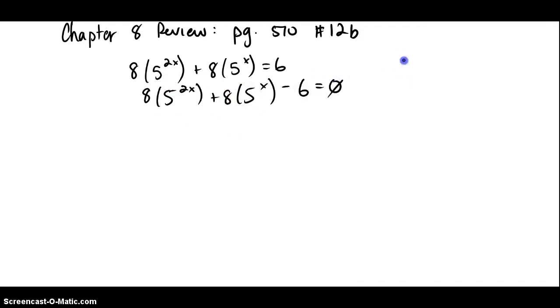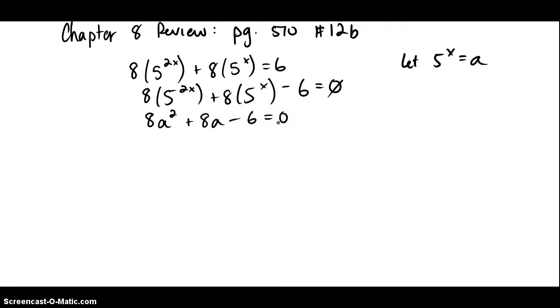If I let 5 to the x equal to, say, a, then I get 8 times a squared, because if I substitute 5 to the x in here, since it's 2x, I'm going to get 5 to the x to the power of 2, I'm going to get 5 to the 2x, which is right here, plus 8a minus 6 equals 0.